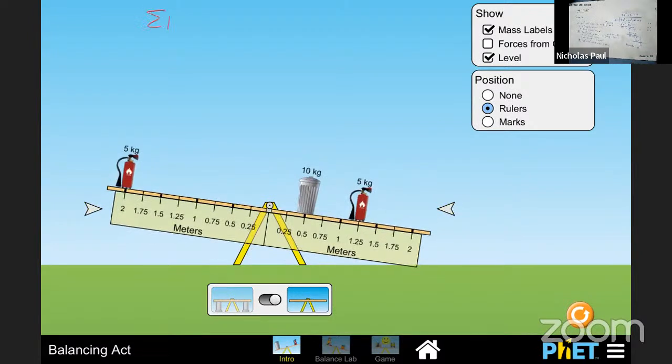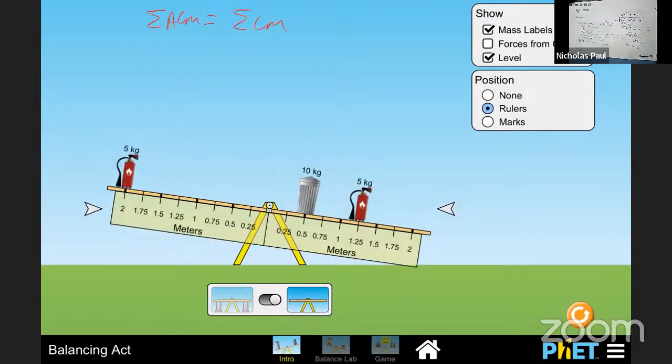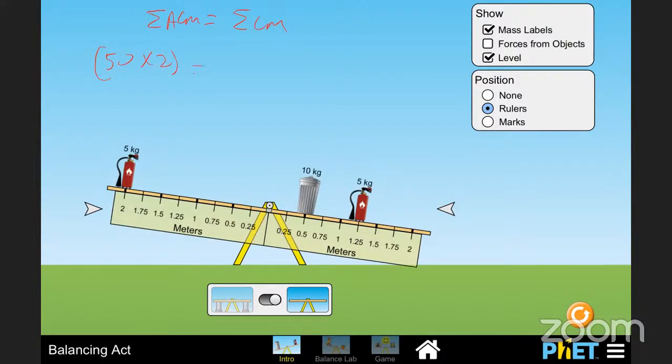So you're right, the sum of the anti-clockwise is equal to the sum of the clockwise. So it's 50, that is 2 meters away. And then you have this 50.